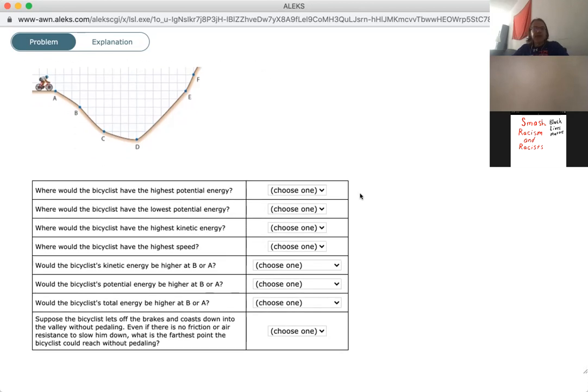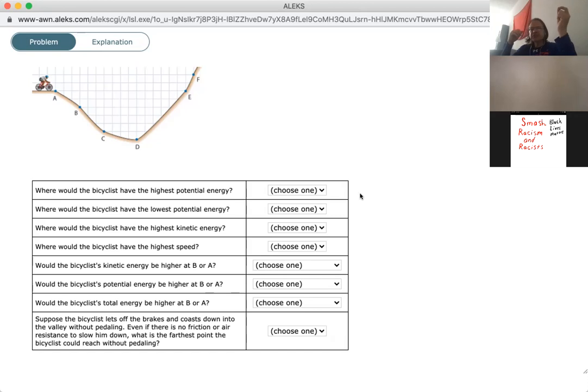Now, okay, this is an interesting question. Let's look at this one. Would the bicyclist's total energy be higher at B or at A? What do you think about that? The total energy. Okay. Yeah, that's a tricky one. So the total energy is your kinetic plus your potential. You just add the two together.